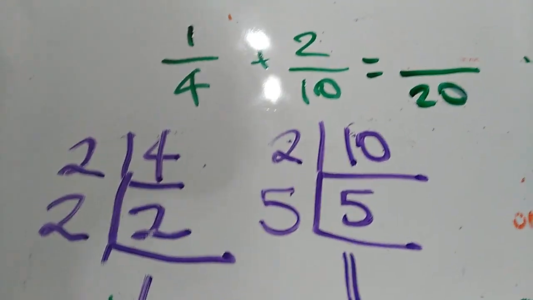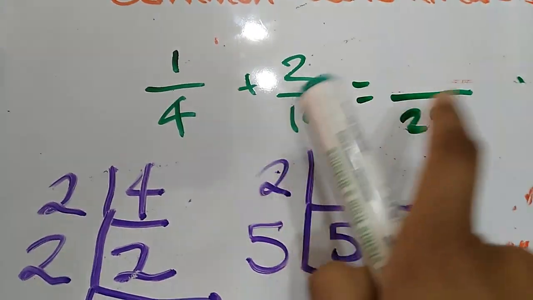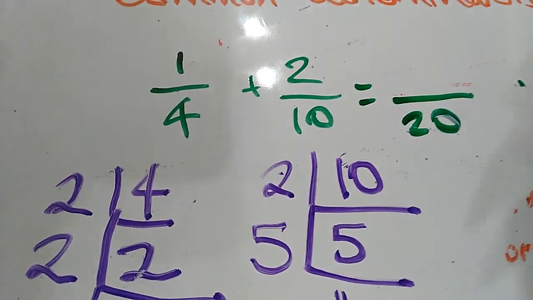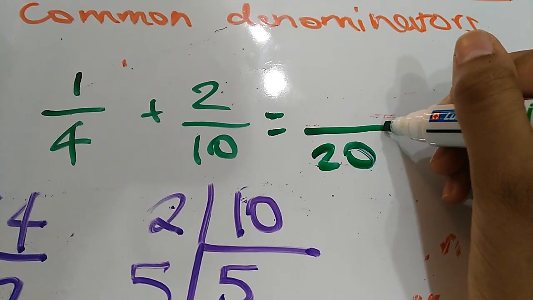Let's just check that. Is 20 a multiple of both 4 and 10? 10 times 2 is 20, so 20 is a multiple of 10. And 4 times 5 is 20, so 20 is a multiple of 4. So this is our common denominator.